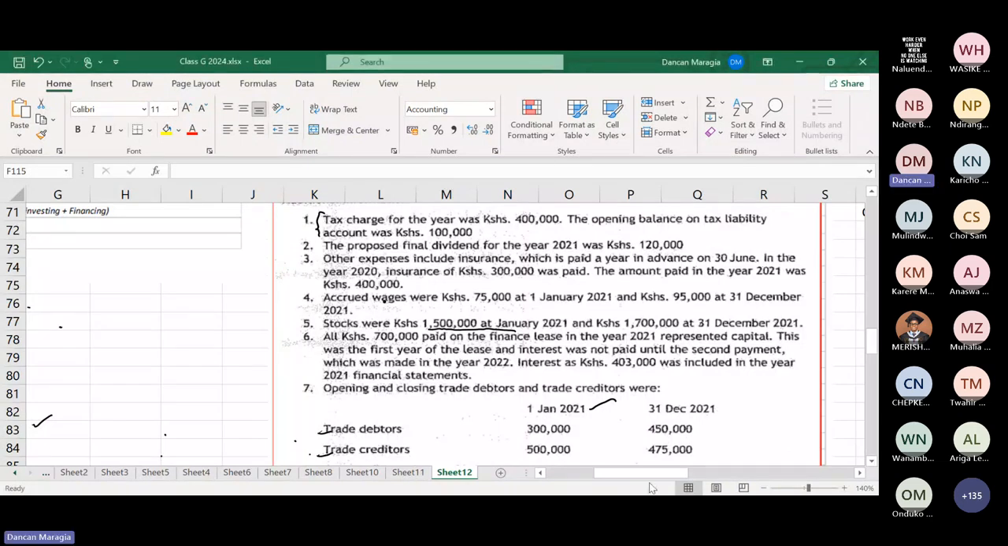Good. What about accruals so that we deal with it? Accrued wages were 75,000 on 1st January 2021 and 95,000 at 31st December 2021. There is an increase, so we add because it's money retained in the office.